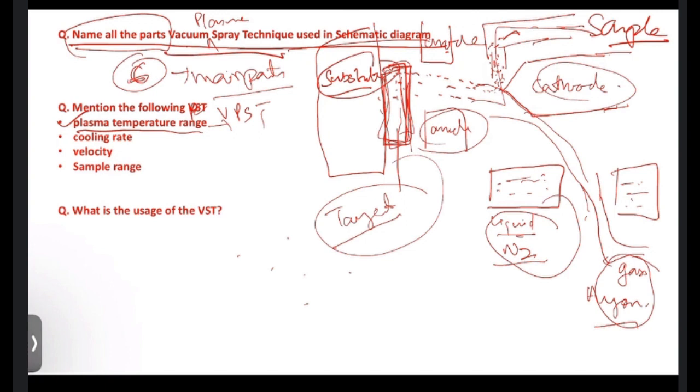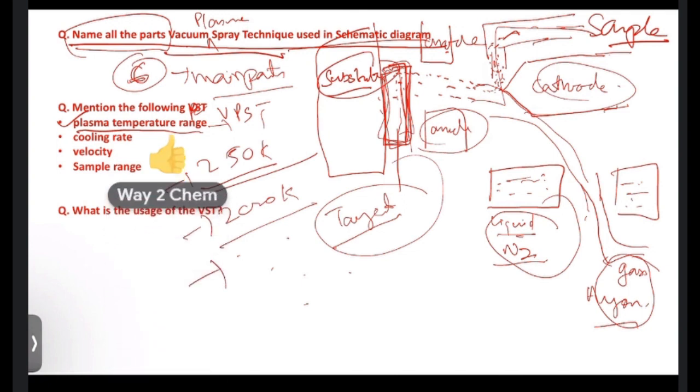What is the temperature range of the plasma formed in this vacuum plasma spray technique? Is it 250 Kelvin? Is it 200 Kelvin? Do you agree with these two values? Way to Chem is agreeing with these two values. Who all agree with these two values?